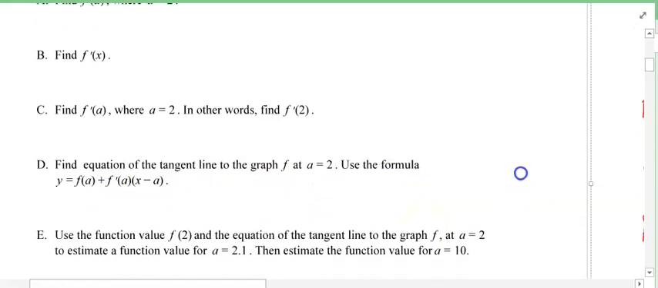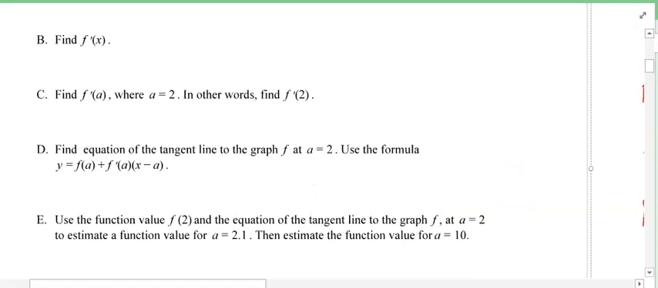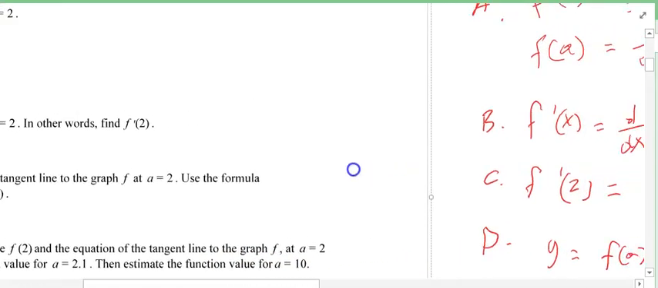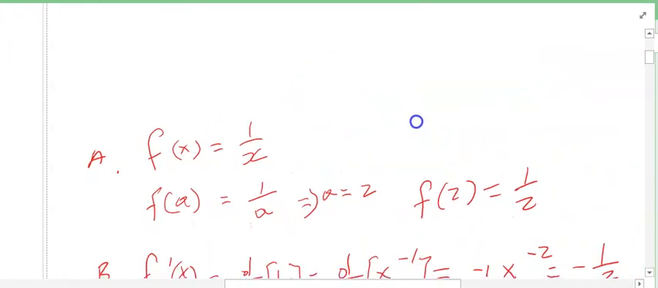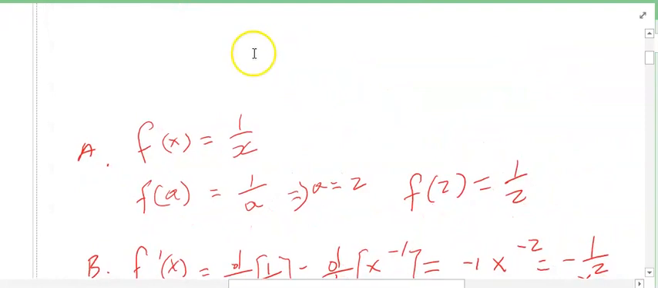And E, use a function value for f of 2 and the equation of the tangent line to the graph of f at a equals 2 to estimate a function value for a equals 2.1, then estimate the function value for a equals 10. Now let us see how we can take a look at this algebraically. We are given that f of x is equal to 1 over x. So f of a would be equal to 1 over a, and if a equals 2, then f of 2 would be equal to 1 over 2.